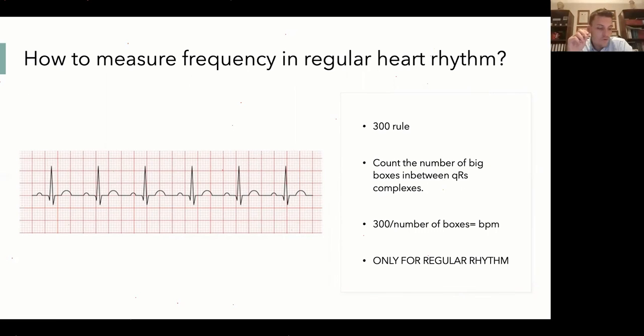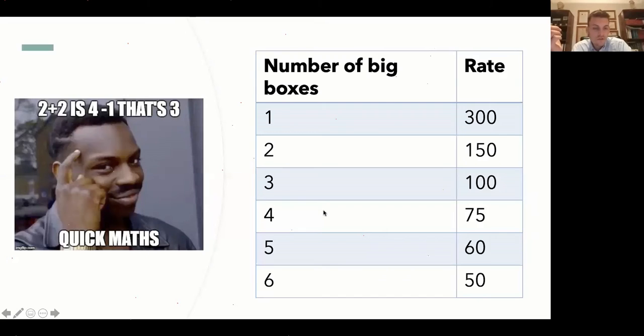If you have a regular rhythm, which is the case here, because this is about the same to here, and to here, we will use the 300 divided by 4 rule. This will make your life a lot simpler. Why? Because 300 divided by 4 will be 75. So one big box between the two will be 300, 2 will be 150, 3 will be 100. This way, you will know this mechanically, and you will actually get work done a lot faster.